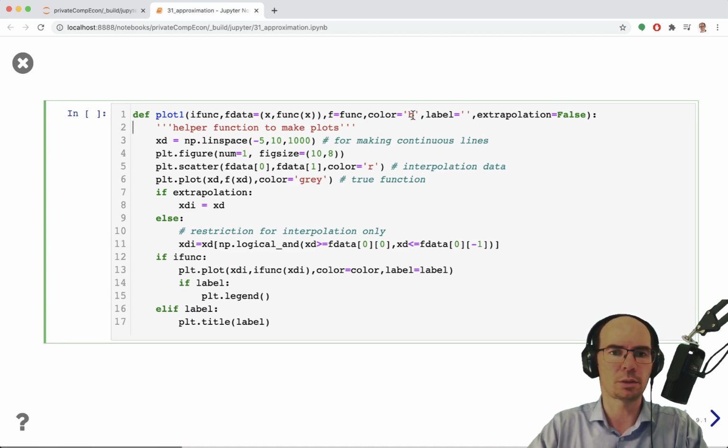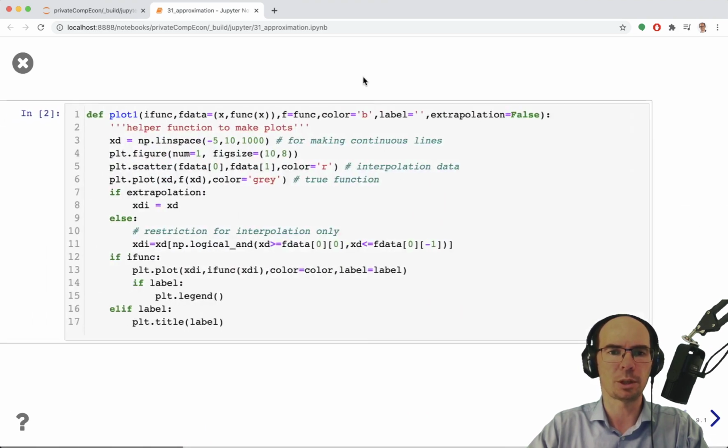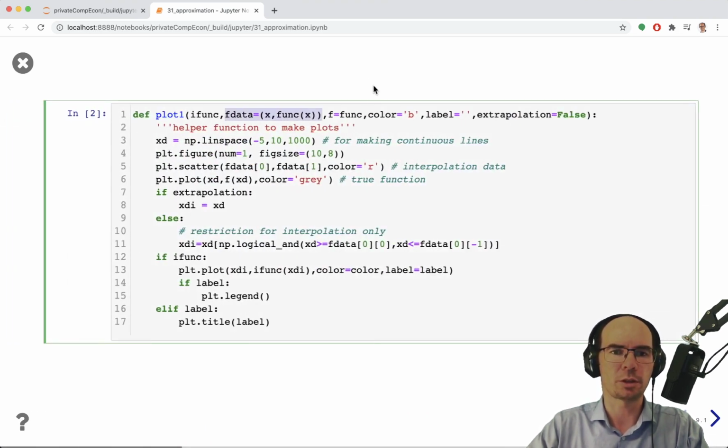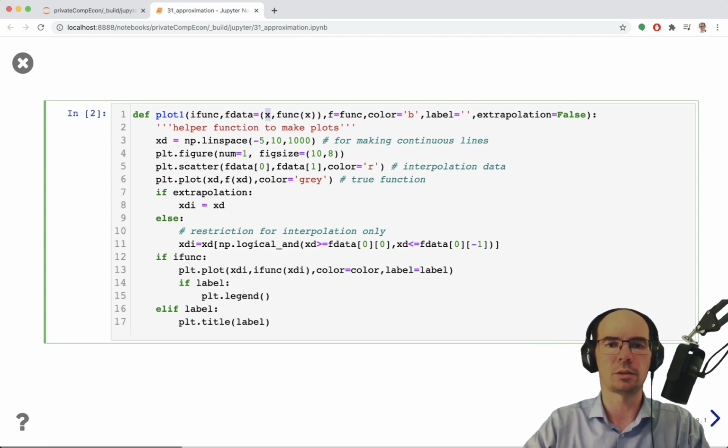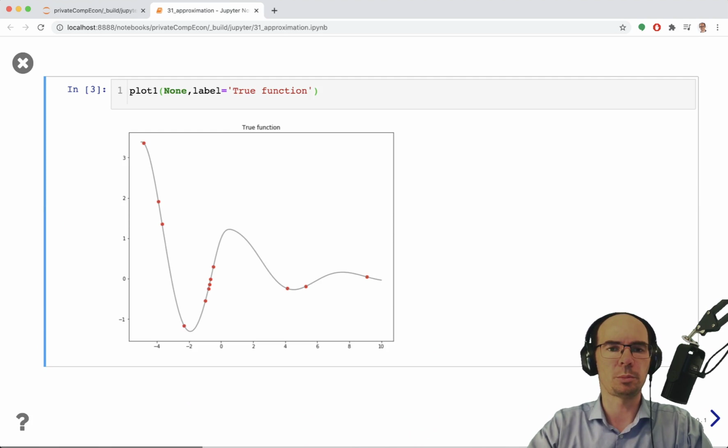Let me not go through the details of this plotting function. Its performance will be obvious when we use it. So first of all, let me go back to the plotting function, actually. This is the function that we want to interpolate. And as you can see, by default, it's set to the function that we just defined. If we want to look at a particular set of points in this function, then we'll have to do something extra. But so far, it's just going to default to the function that I just defined in the previous cell. And so this will produce the plot of the true function.